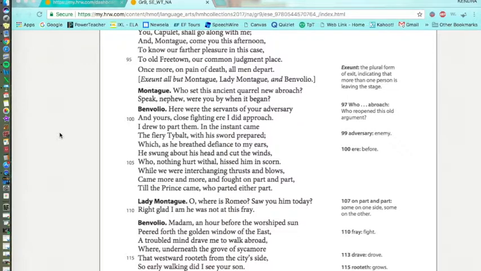Line 103: "Which, as he breathed defiance to my ears, he swung about his head and cut the winds, who nothing hurt withal hissed him in scorn. While we were watching interchanging thrusts and blows, came more, and fought on part and part, till the prince came, who parted either part." So it just kind of escalated from there.